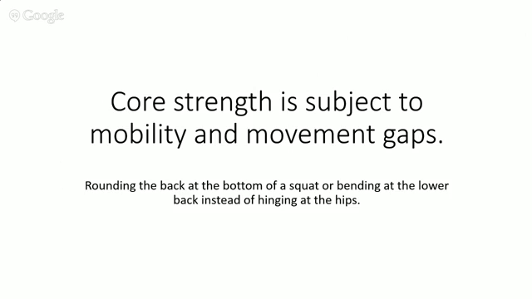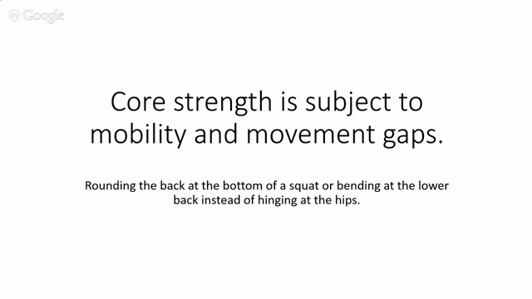So core strength is also subject to mobility and movement gaps, and this is an important one as well, because you can have the strongest core in the world during isolation exercises, like during planks, during bird dogs, during some of these fancy Swiss ball, stability ball exercises. But if you have mobility and movement gaps, that core strength is going to suffer. Movement comes first. If you tell your body to move and get into a position, it's going to figure out a way to do that, even if that means compromising your core strength and position in order to do that.